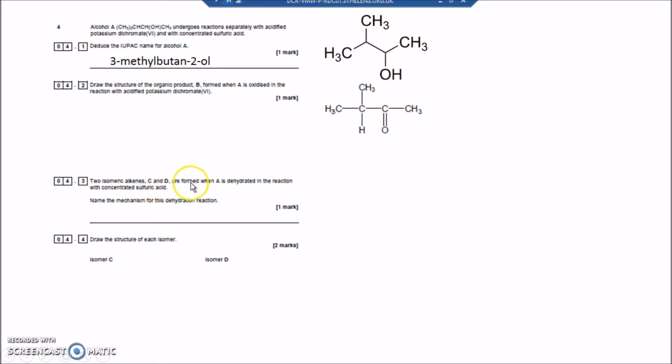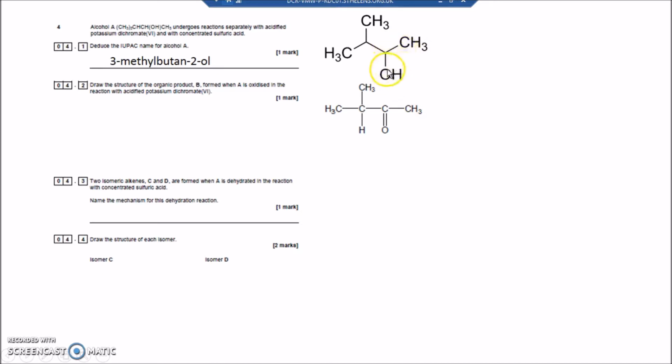Two isomeric alkenes are formed when A is dehydrated. So dehydrated is removal of water. So what it does is it removes the OH from one carbon, from this carbon here, and it removes an H from the adjacent carbon. So it's going to remove the OH from this carbon, and the adjacent carbon here is going to lose an H, so that's going to become CH2, and this is going to lose an OH, and there'll be a double bond between these two here.